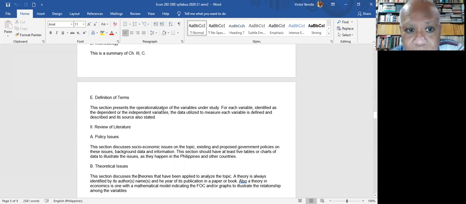And the definition of terms here represents the operationalization of the variables. Okay, so you just discuss your independent and your dependent variable and what data was used to measure them. Okay, so for example, definition of terms is poverty refers to the poverty incidence data, which is obtained from the Family Income and Expenditure Survey, available since 1985, every 3 years.